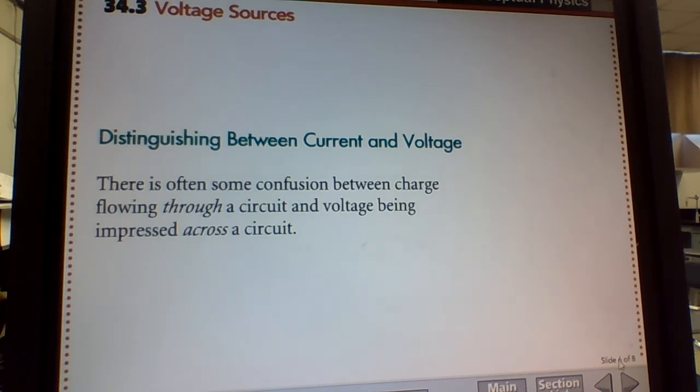How do we distinguish between current and voltage? There's often some confusion between charge flowing through a circuit and the voltage that is impressed across a circuit. You have to remember, for the physics types, you have the electrons flowing through the wire. And so that is the current that is flowing through. The voltage is impressed across the circuit. This just means that from one end to the other, it's the push from the one end to the other, or across the circuit.